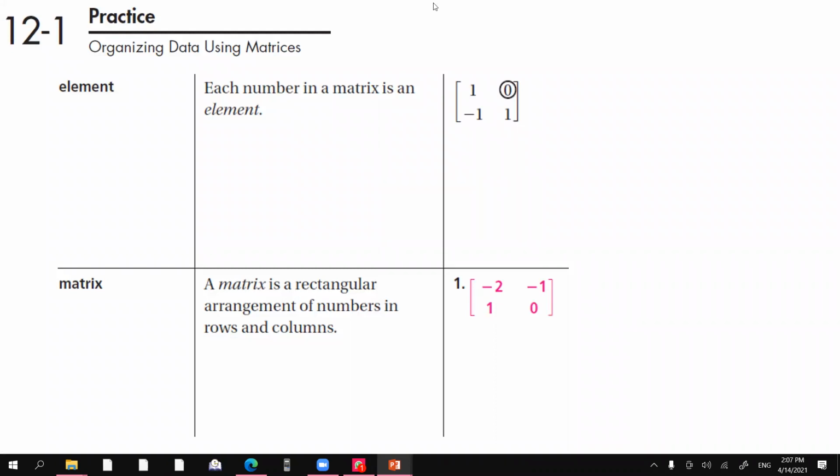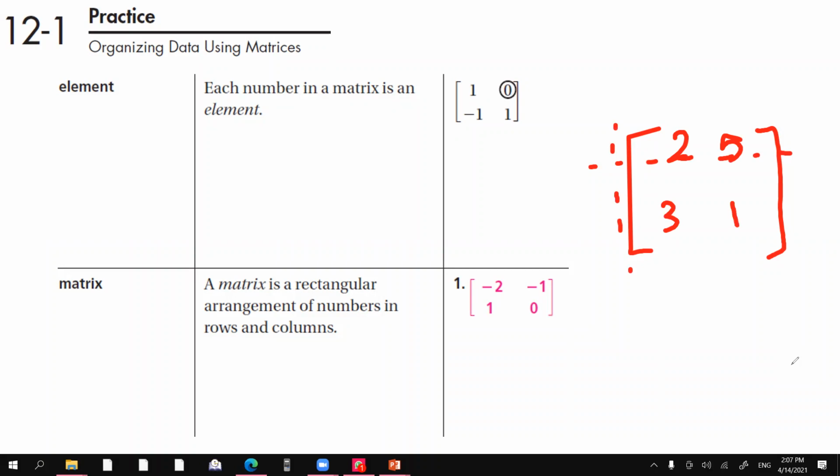Before solving the questions, let's remember that each number in a matrix is an element. We said before that a matrix is a rectangular arrangement of numbers. These numbers are arranged in rows and columns, like 2, 5, 3, 1. This is a matrix. Matrix is singular, matrices is plural.